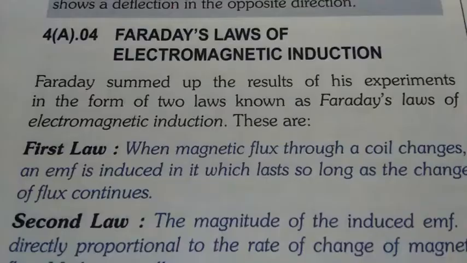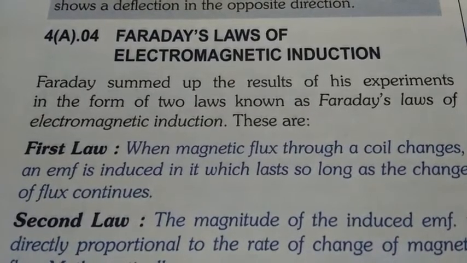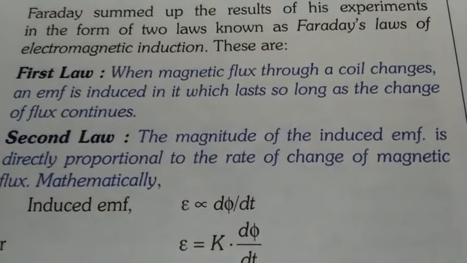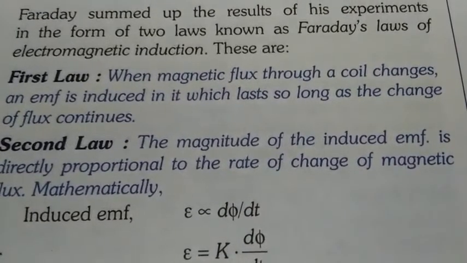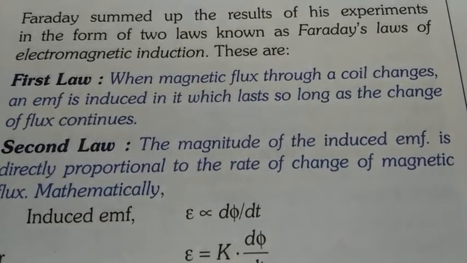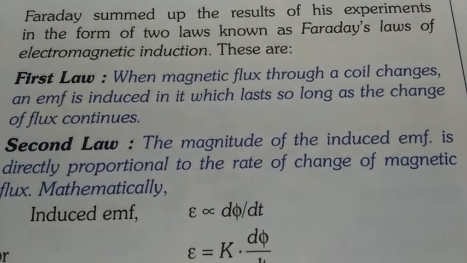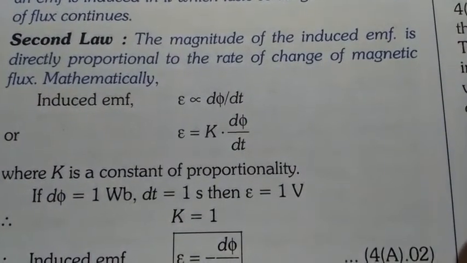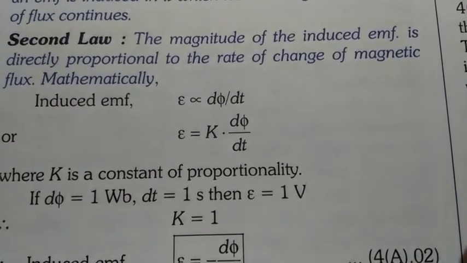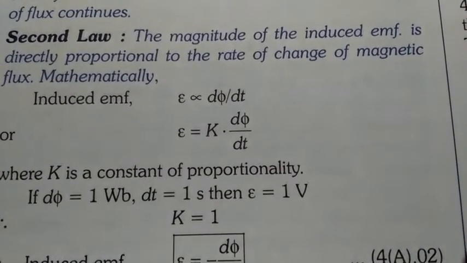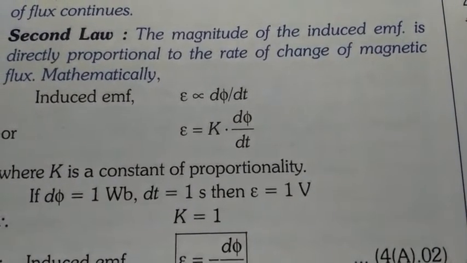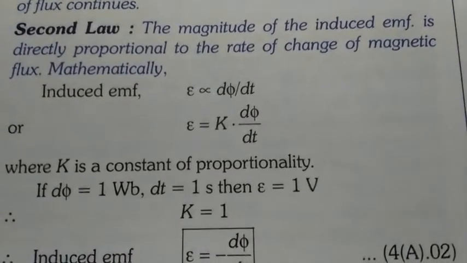Is it clear? On the basis of those two experiments, Faraday has given two laws of electromagnetic induction. The first law is: when magnetic flux through a coil changes, an EMF is induced in it, which lasts so long as the change of flux continues. And the second is: the magnitude of the induced EMF is directly proportional to the rate of change of magnetic flux. If the rate of change of magnetic flux is more, we will see more induced current. So that's why they both are directly proportional.